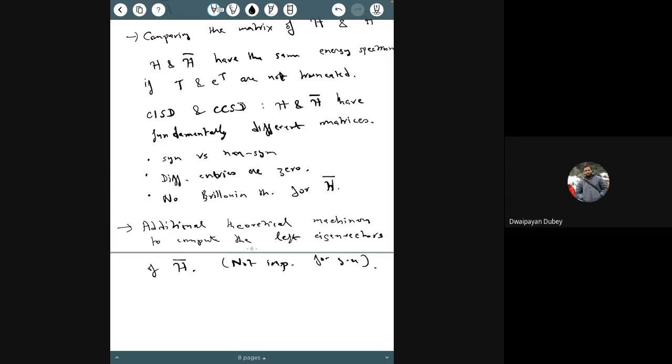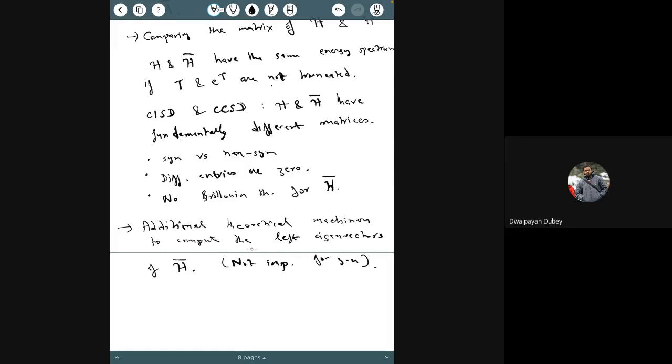But I just wanted to mention that because this is a non-Hermitian expression, e to the power minus T H e to the power T, there are additional complications involved, and you lose a certain amount of theoretical rigor in a way. But the results are very, very good, and it is the most feasible and most accurate theory till date. So we will go with it.